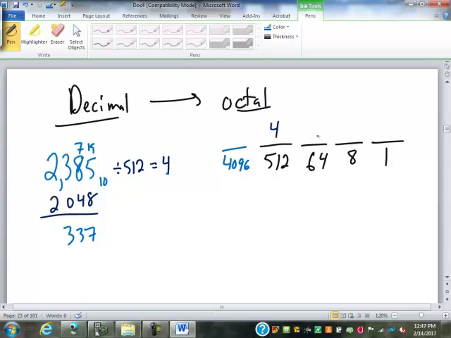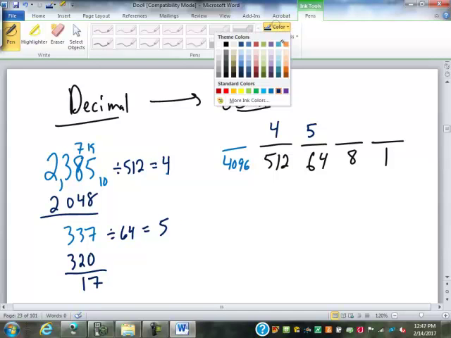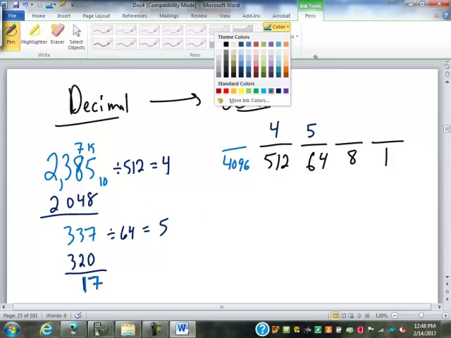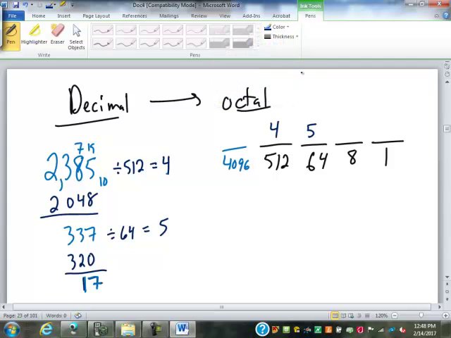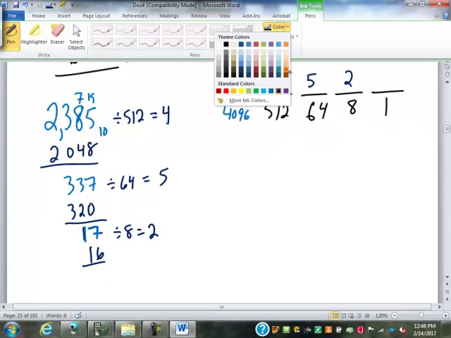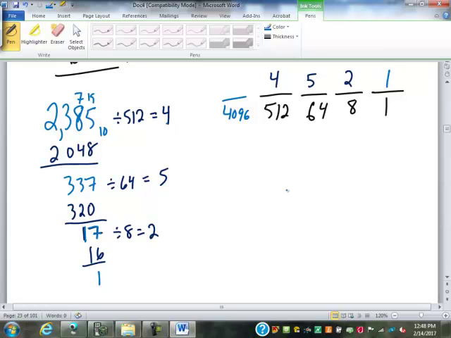So now we try the 64. 64 goes into 337. Let's say 5 times. So that's 5. 5 times 64 is 320. So there's 17 left. Does 8 go into 17? Twice. So dividing by 8 is 2. There's 2 8s there. 2 times 8 is 16. Leaves us with only 1 left, and that has to be our 1s.